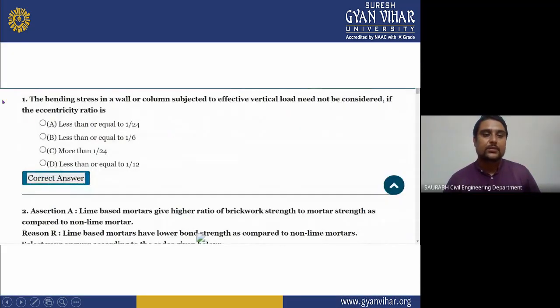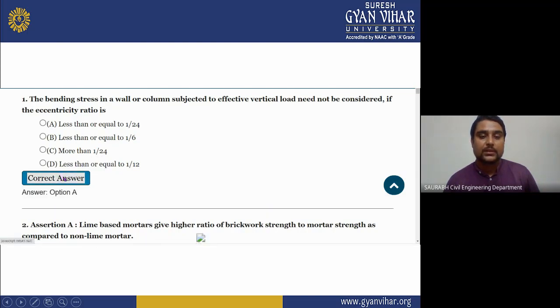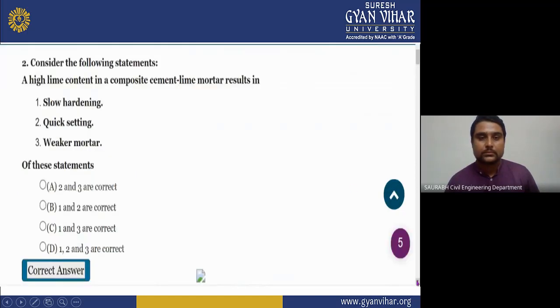Now come to the MCQs. The first question is here. The bending stress in a wall or column subjected to effective vertical load needs to be considered. What will be the right answer here? First we will see: less than or equal to 1 by 4, less than or equal to 1 by 6, more than 1 by 24, less than or equal to 1 by 2. Here the right answer will be A, which is less than or equal to 1 by 24.